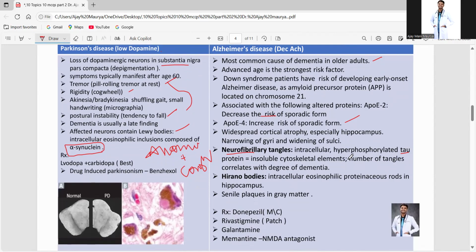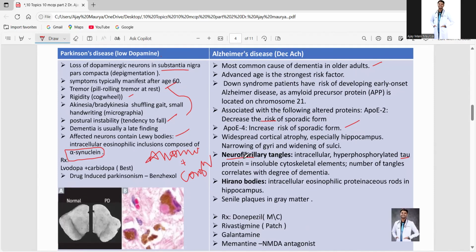Tau protein. See here, dementia in Alzheimer's depends on the number of neurofibrillary tangles. If there are more tangles, it means there is a greater degree of dementia. So this is very, very important.